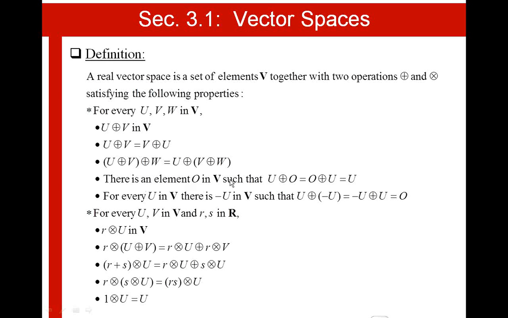There is an element 0 in the vector space V, such that u plus this element 0 is equal to the element 0 plus u, which is equal to u. And for every vector u in V, there is the negative of this vector, minus u in V, such that u plus minus u equals minus u plus u, which is equal to 0. Also, for every two vectors u, v in the vector space V, and for any two real numbers r and s in R, we have r times u in V. In other words, the vector space V is closed under scalar multiplication.